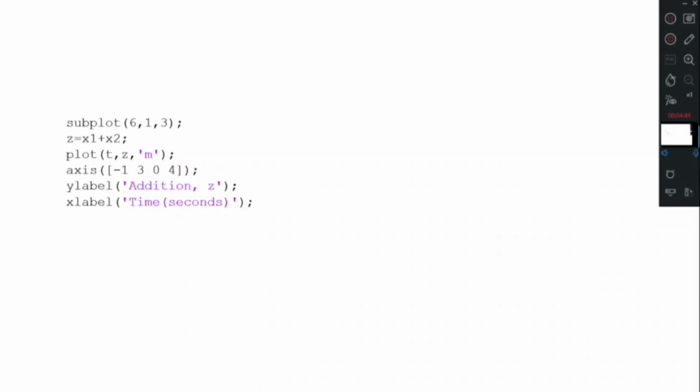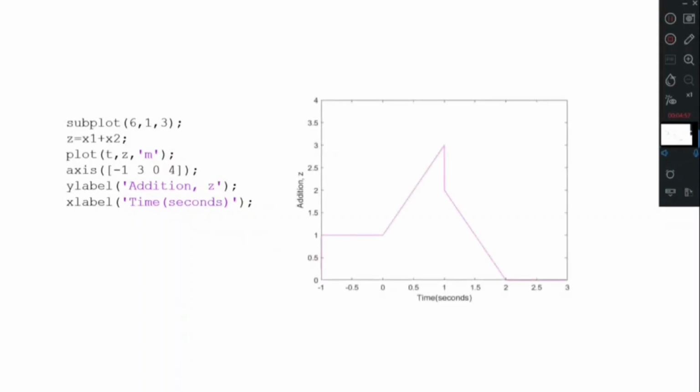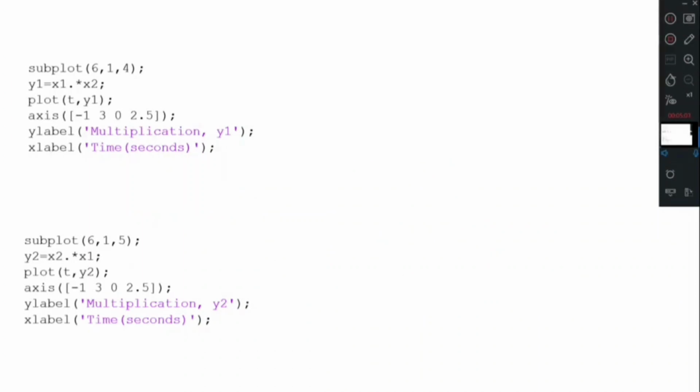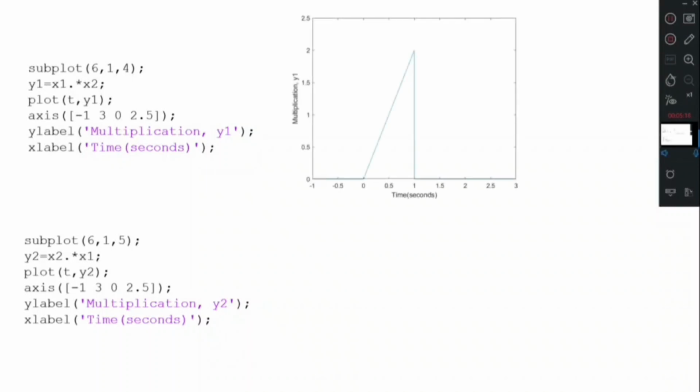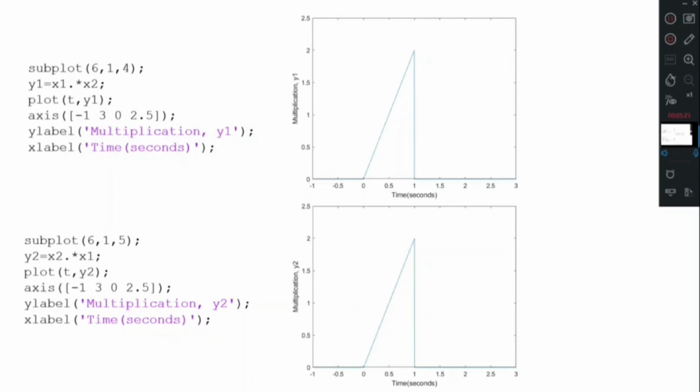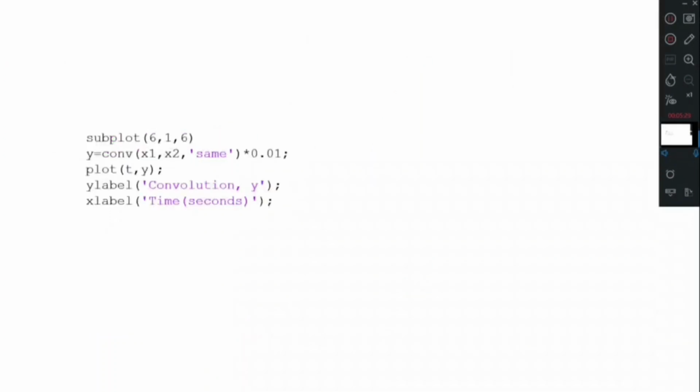Then in these lines, they are not much different, but we plot a new thing called z, which we set equal to x1 plus x2. Then the graph will look like this. For these, it's also similar, but we set y1 equal to x1 times x2 and y2 equal to x2 times x1. These 2 graphs will be produced, which we can clearly see that the sequence when we multiply 2 things doesn't matter. Lastly, we set y equal to the convolution of x1 and x2. Then we get a graph like this.